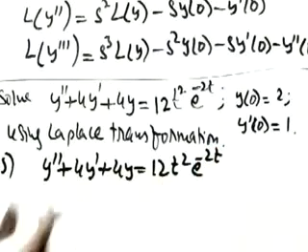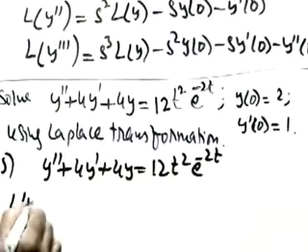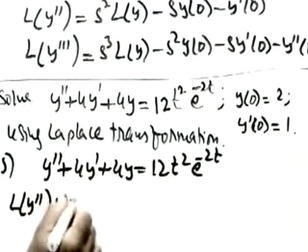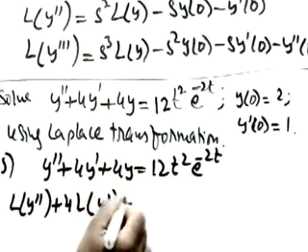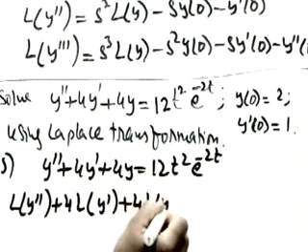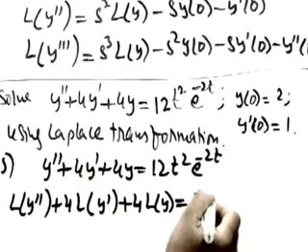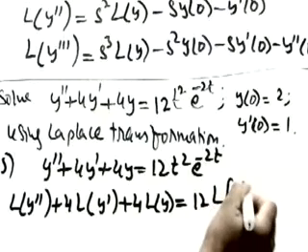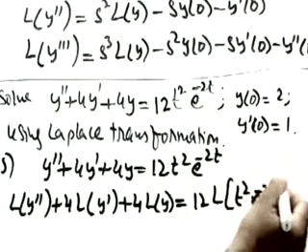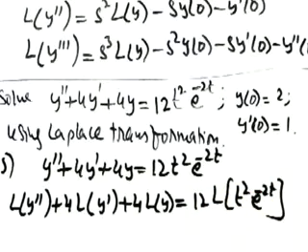Now the method is applying Laplace on both sides. You apply Laplace on both sides, so this will become Laplace of y double dash plus 4 into Laplace of y dash plus 4 into Laplace of y equals 12 into Laplace of t square e power minus 2t. Here we have to use Laplace of y double dash and y dash, which we have just written.